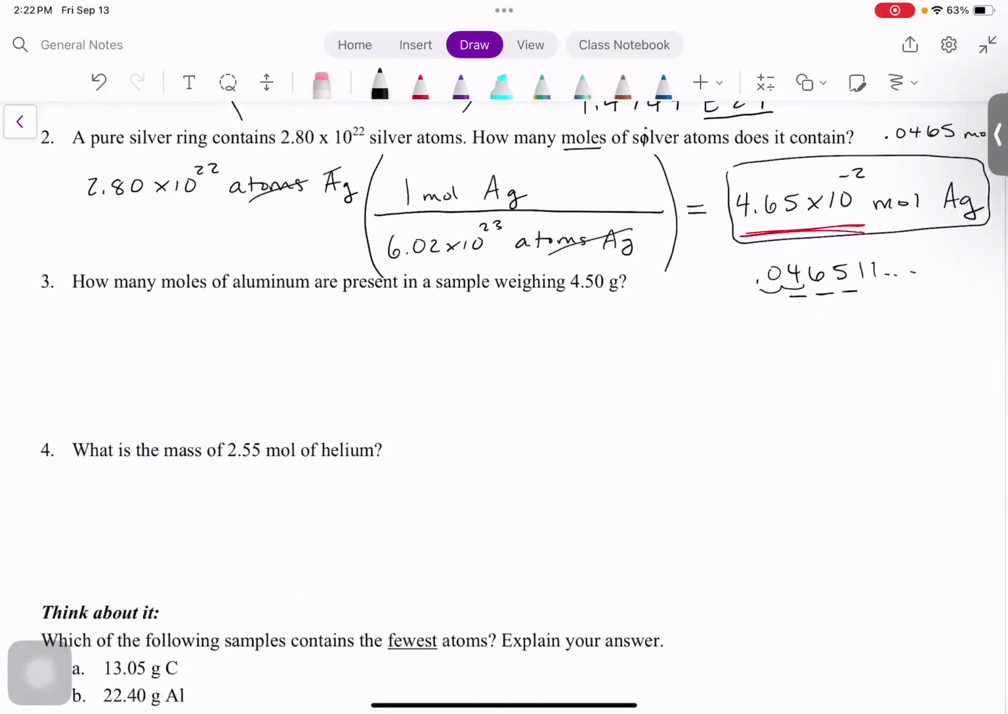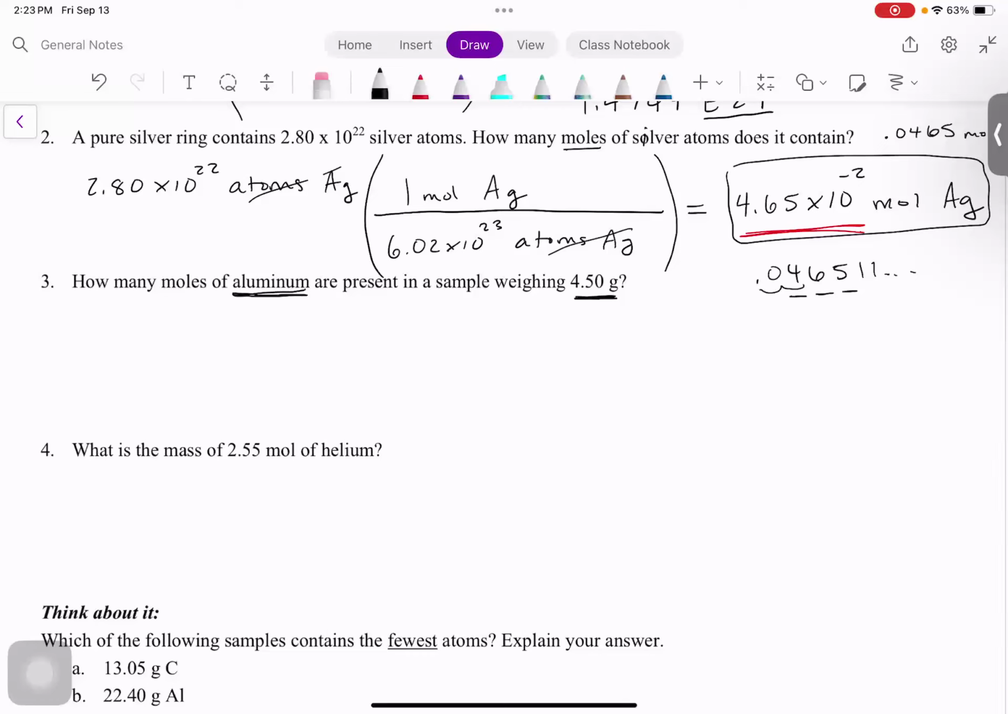How many moles of aluminum are present in a sample weighing 4.50 grams? So grams to moles, this is where it depends on the substance. So 1 mole we know is 6.02 times 10 to the 23rd atoms by definition, but how much that mole weighs depends on the substance. So in this case, we've got aluminum. Aluminum has its own molar mass because the mass of an aluminum atom is different than the mass of all of our other atoms. So a mole of aluminum weighs a different amount than all of our other moles of elements.